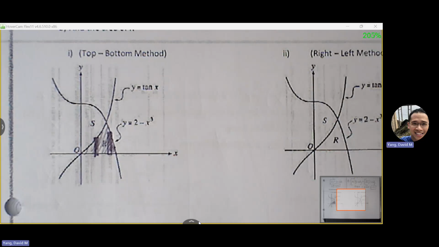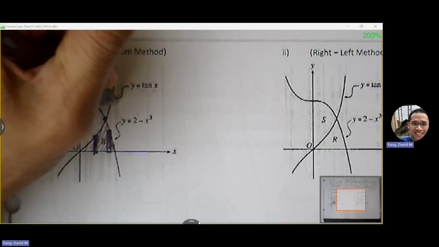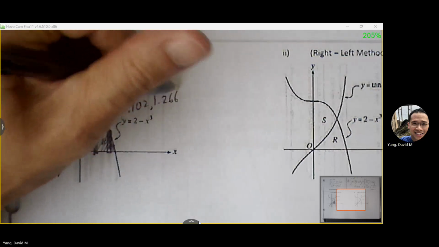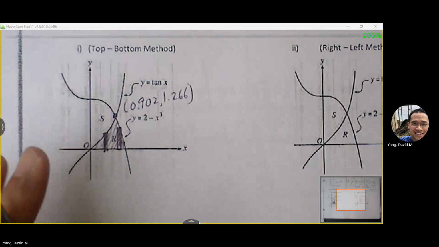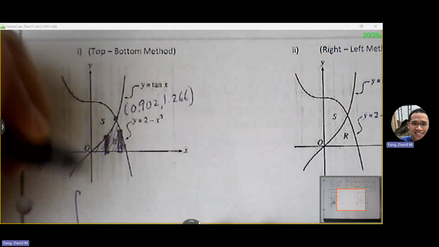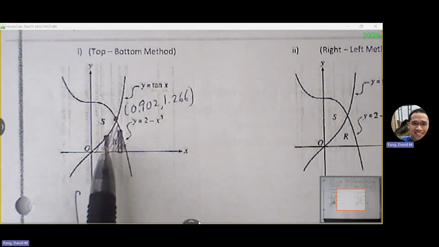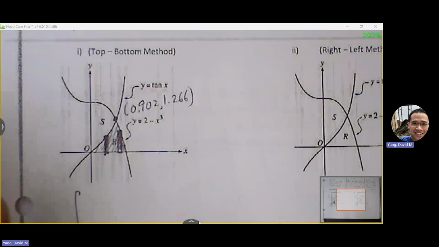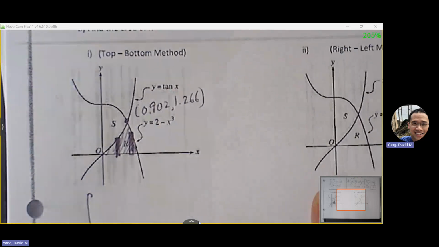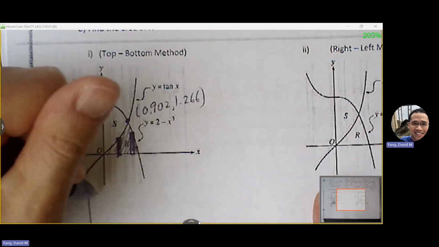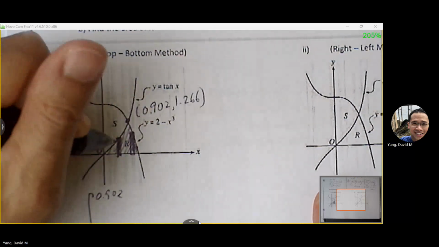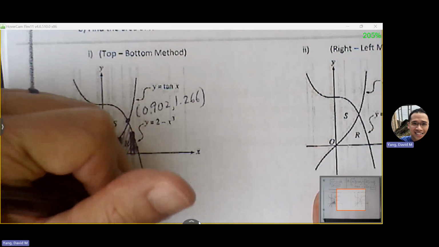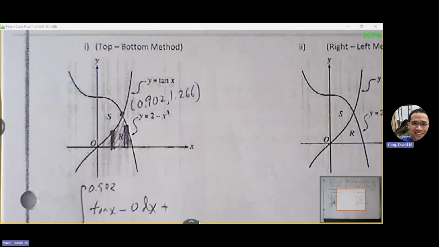We already found the intersecting points. I'm going to just highlight that, 0.902. So we need two separate area formulas, one for this region and then one to the right of the intersection. So we can do top minus bottom, use the original function that's provided for us. We'll go from 0 to 0.902. Top is sitting on the tangent, minus 0 dx. That will give me my left region.